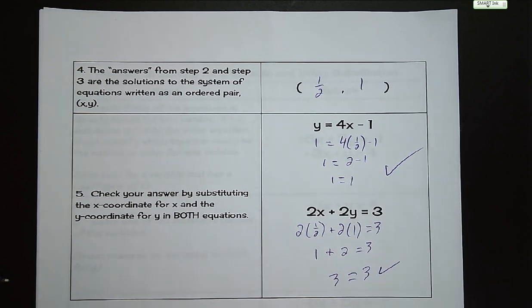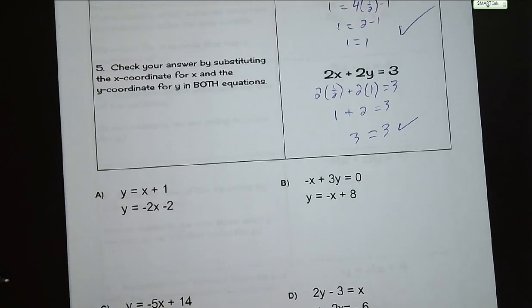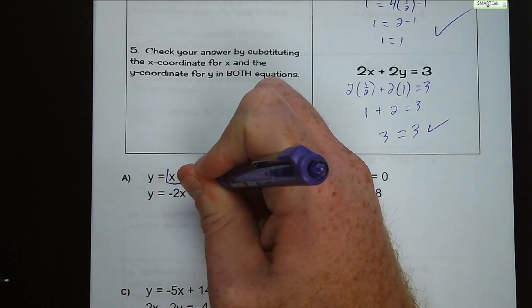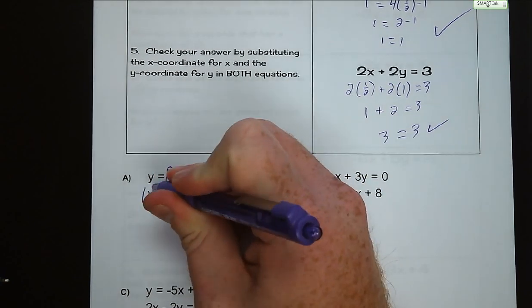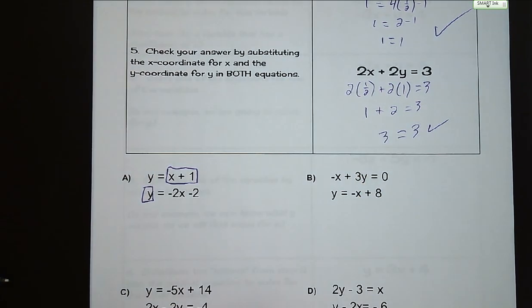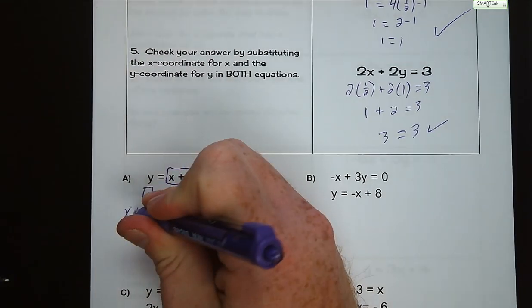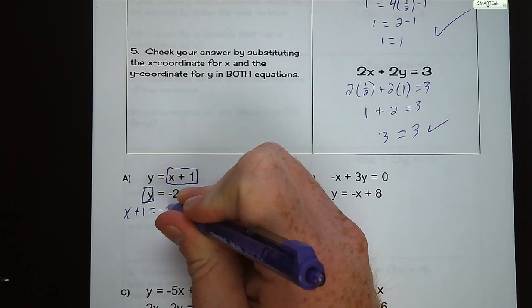All right, letter A down below, we have y equals x plus 1 and y equals negative 2x minus 2. So we're going to take x plus 1 and we're going to substitute it for y. So we're going to take out the y. We're going to put x plus 1 in its place. So we have x plus 1 is equal to negative 2x minus 2.